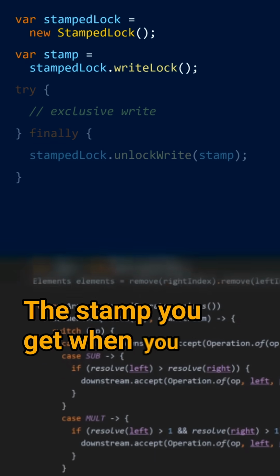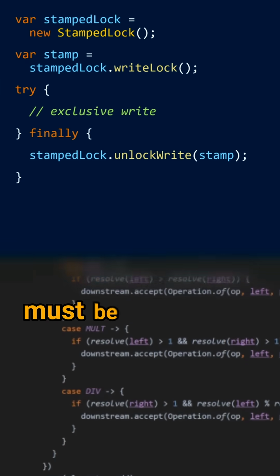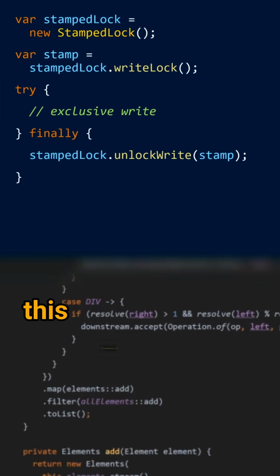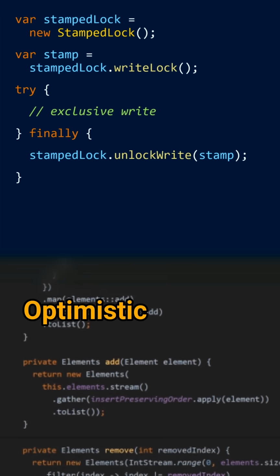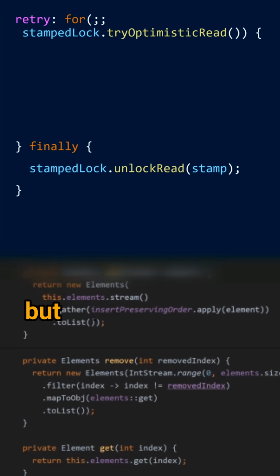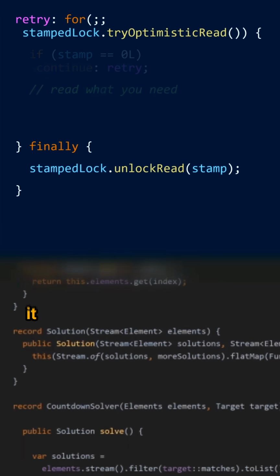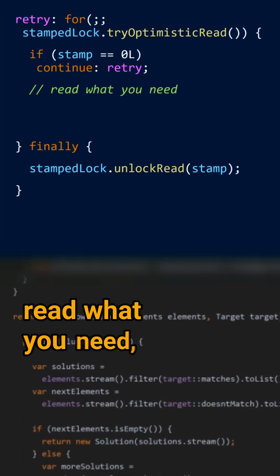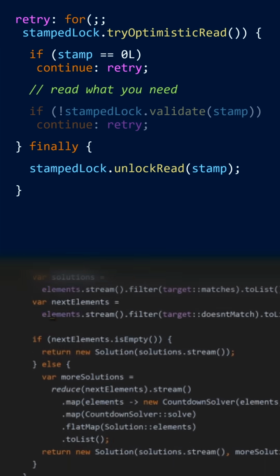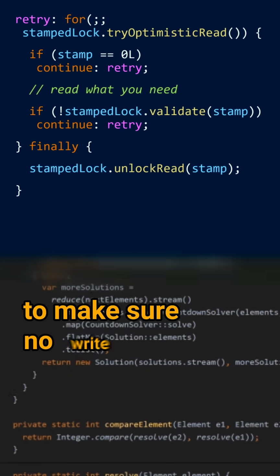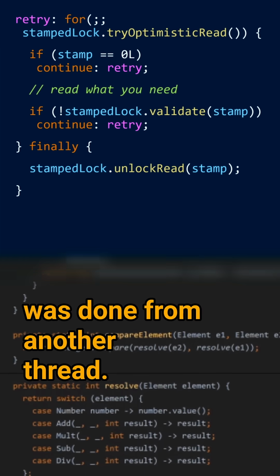The stamp you get when you call one of the lock methods must be provided to unlock this stamped lock. Optimistic reads are interesting, but also fragile. You need to acquire the lock, check if it is non-zero, read what you need, and then validate what you just read to make sure no write was done from another thread.